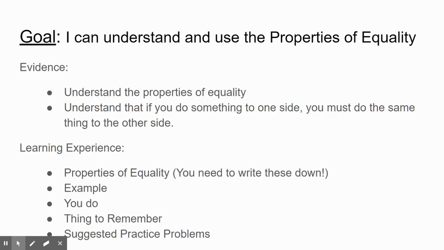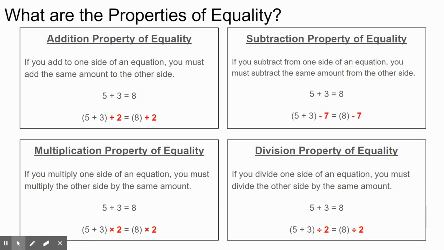We'll look at more of what that means when we actually understand what the properties of equality are, but really that's the big takeaway already. That's already the thing to remember you'll see in the learning experience down there. So, what are the properties of equality? First off, make sure you write all 4 of these down, as well as the examples.